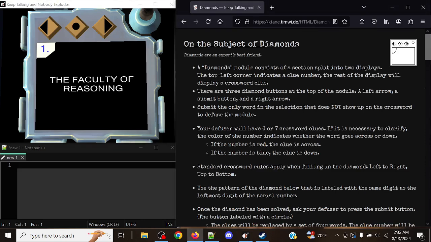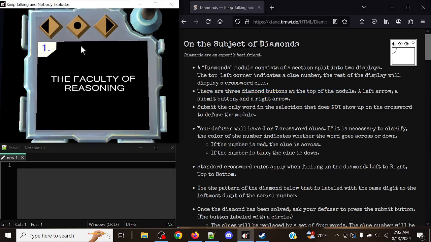A Diamonds module consists of a section split up into two displays. The top left corner indicates a clue number, and the rest will display a crossword clue. There are 3 diamond buttons at the top of the module: a left arrow, submit button, and a right arrow. We don't want to press this quite yet, because this part of the mod is how we get into the submit phase, which is very important now that we understand how this works. Submit the only word in the selection that does not show up in the crossword to defuse the puzzle.